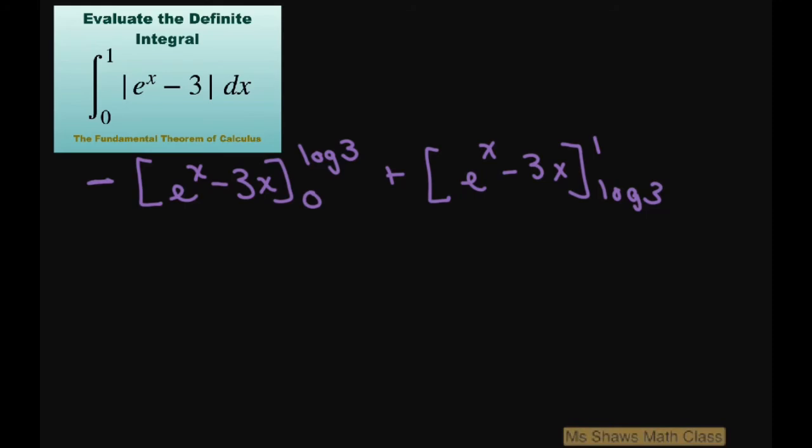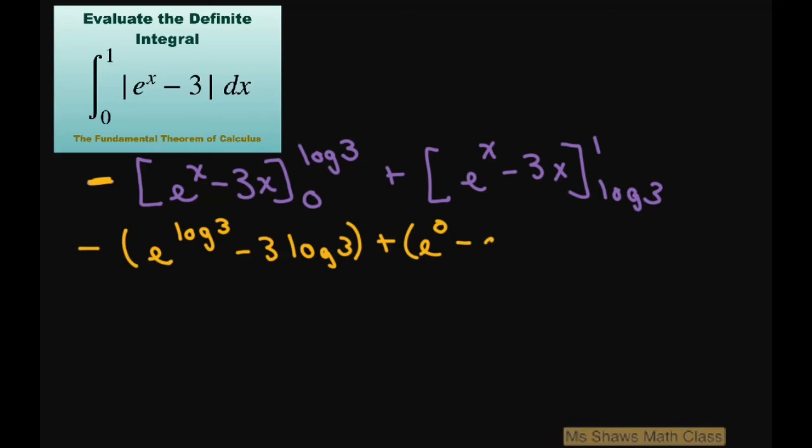Let's substitute everything in. This is going to give me minus e to the power of log of 3 minus 3 log of 3. Then we have minus a negative, so it's going to be plus, because we have this negative still. So plus e to the power of 0 minus 0. And then for this one, we write plus, substituting in 1: e to the power of 1 minus 3.